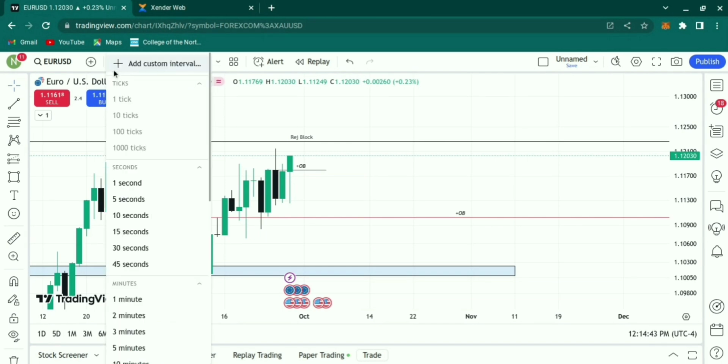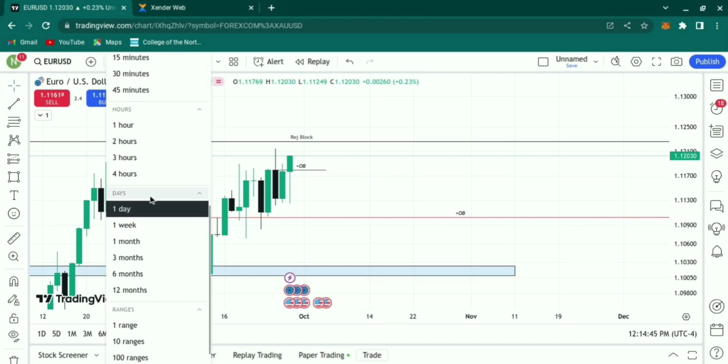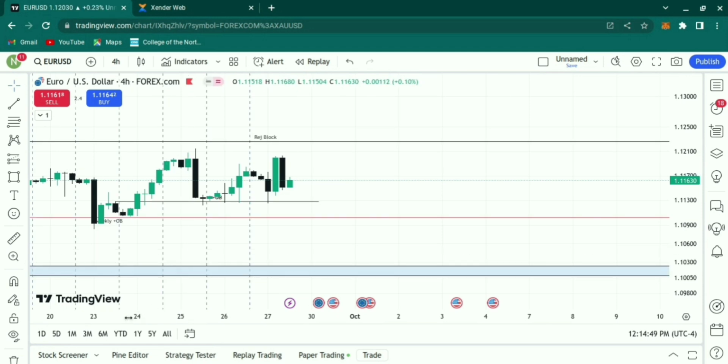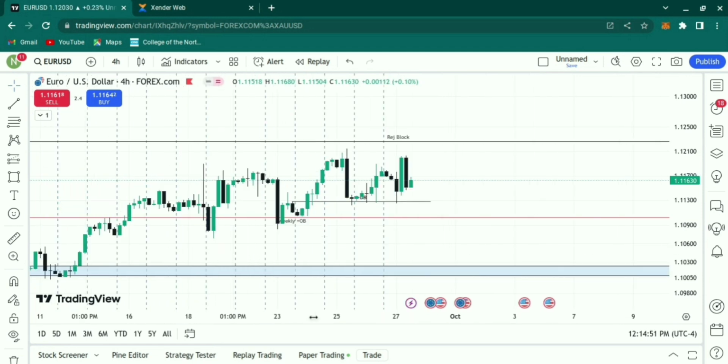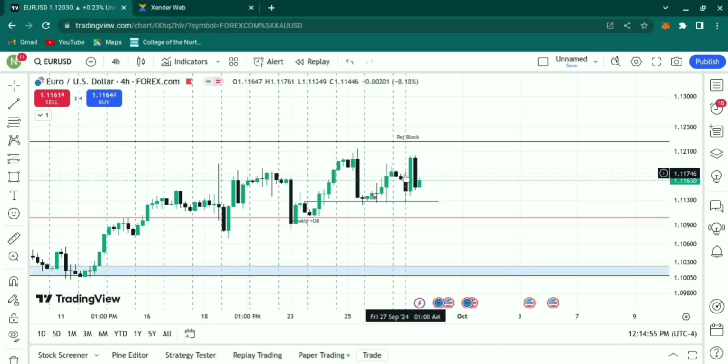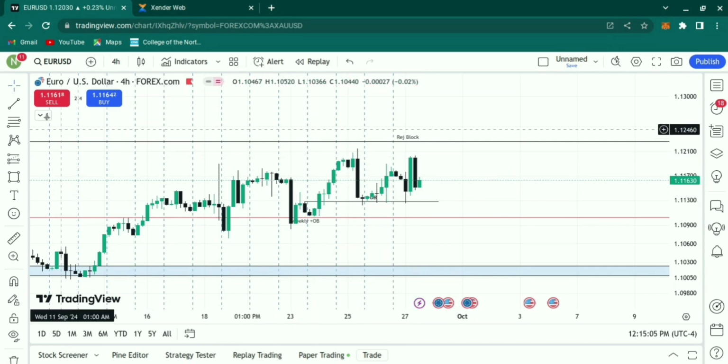Let me go to the 4-hour time frame. So as you can see, throughout last week the market has been moving back and forth, which is actually consolidating. So this is my expectation. I'm expecting the market to be bullish for the next week.